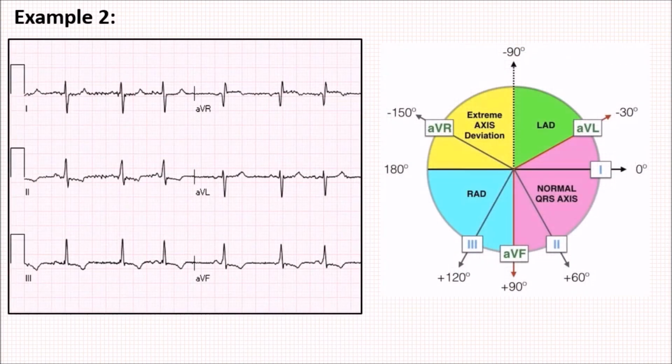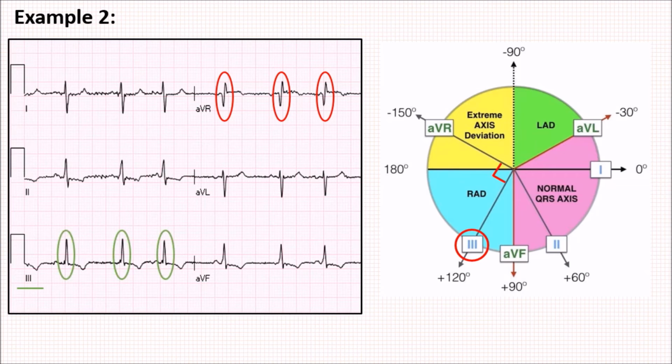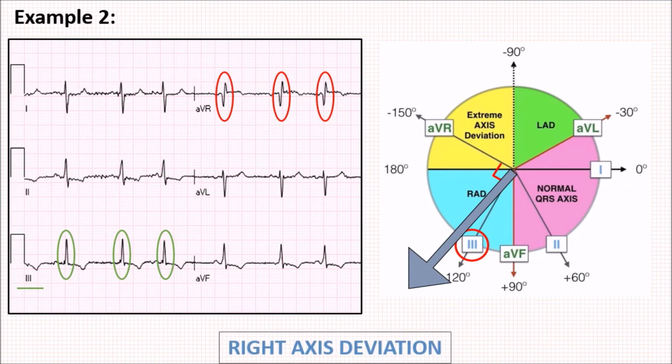We will see another example for better understanding. Look at this ECG. Apply step 1. Equiphasic complexes are seen in lead AVR. Then step 2. Find the lead which is perpendicular to AVR, which is lead 3. And last is step 3. See the direction of waves in this perpendicular lead. Here, the direction is positive. So the vector of depolarization is in the same direction as lead 3, which lies in the right axis. So in this ECG, there is right axis deviation.